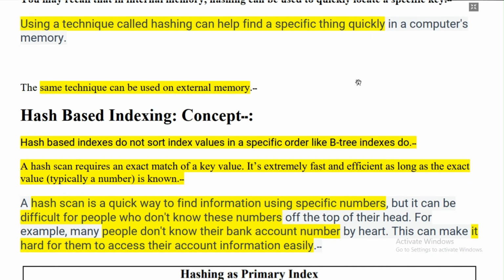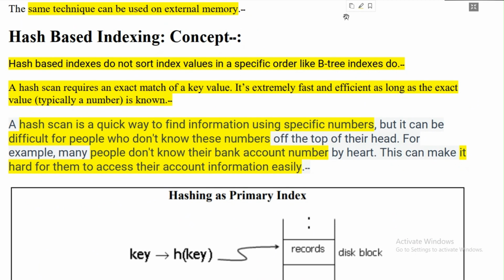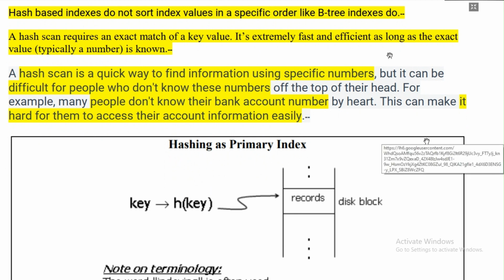Hash-based indexing. Concept. Hash-based indexes do not sort index values in a specific order like B-tree indexes do. A hash scan requires an exact match of a key value. It's extremely fast and efficient as long as the exact value, typically a number, is known. A hash scan is a quick way to find information using specific numbers.